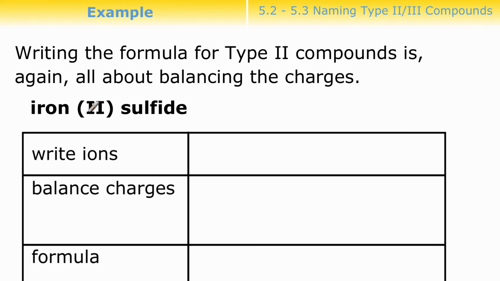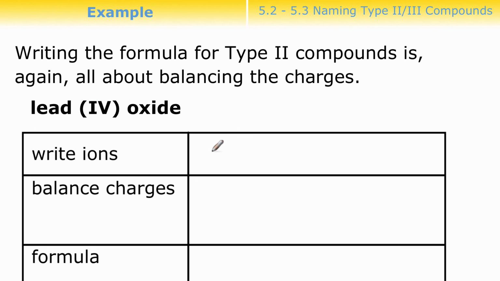Try some more. Iron 2 sulfide. So iron is plain as a 2 plus, that's right from there. Sulfide is an S2 minus, look off your chart. They're balanced, so they're 1 to 1, so my formula is just FeS.